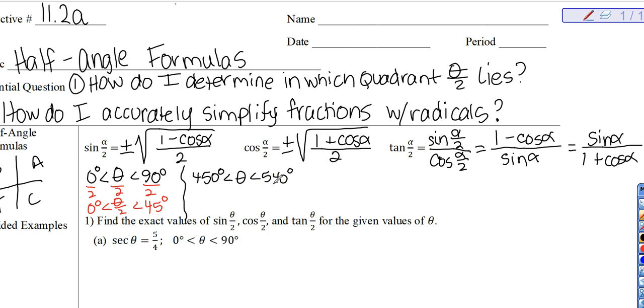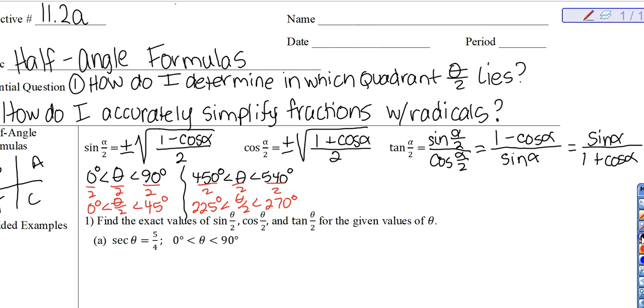So that's more than one revolution. And I think that might be quadrant 2. Let me think. 360, 450. Yeah, this is quadrant 2. But when we cut it in half, grab your red pen, cut everything in half. So theta over 2 would be between 225 degrees, which is in quadrant 3, and less than 270 degrees. So in this case, theta was in quadrant 2, and theta's half angle was in quadrant 3.